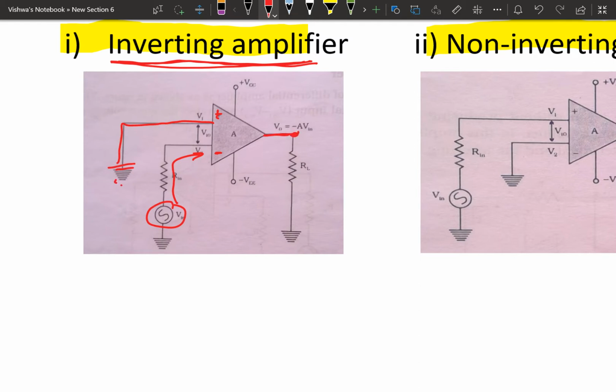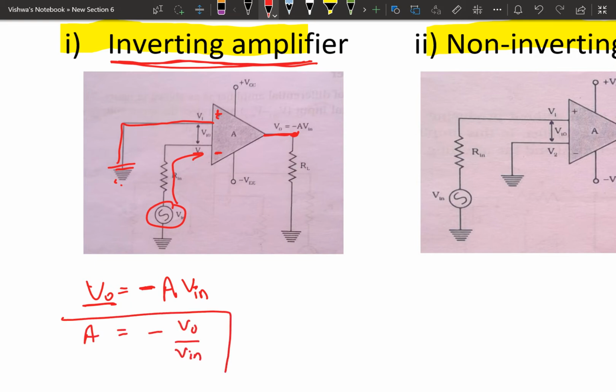Here the output is represented by the negative gain times the input voltage. This is the value of the output. The negative sign indicates there is a phase difference between input and output in the case of an inverting amplifier. The gain is given by minus V out by V in. This is the gain of the inverting amplifier under open loop configuration, which we call the open loop gain.